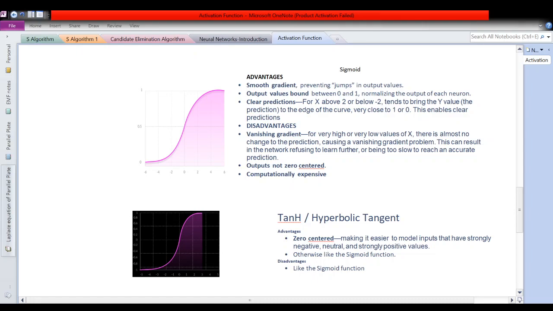Coming to the sigmoid function, you can see it prevents jumping in the output value. The output value is between 0 and 1. It has a clear prediction for x above 2 or below minus 2. It tends to bring the y value to the edge of the curve, very close to 1 or very close to 0. When you see here, it gets saturated. So you can go for easy convergence, but among the disadvantages, for very high or very low values of x there is no change to the prediction, causing the vanishing gradient problem.